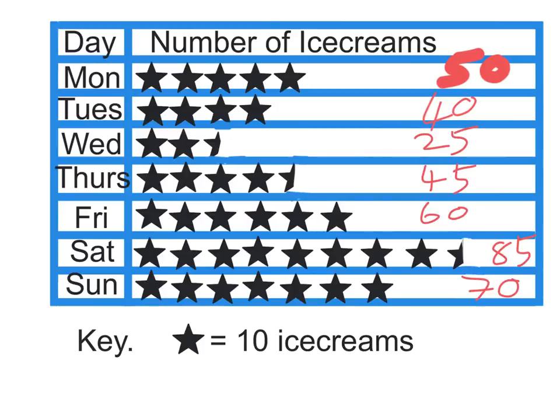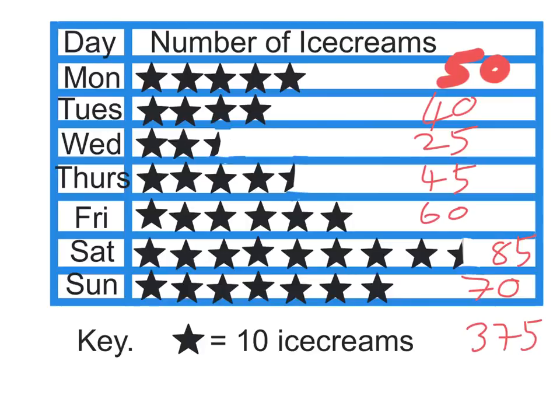Now, what sort of questions might you get asked about this? You might be asked to get the totals, maybe to find the overall total of ice creams. So in this case, if we were asked that, the total would be 375 from adding 50, 40, 25, 45, 60, 85 and 70. You might get asked which day sold the most amount of ice creams, which would be Saturday, which day sold the least amount of ice creams, which would be Wednesday.